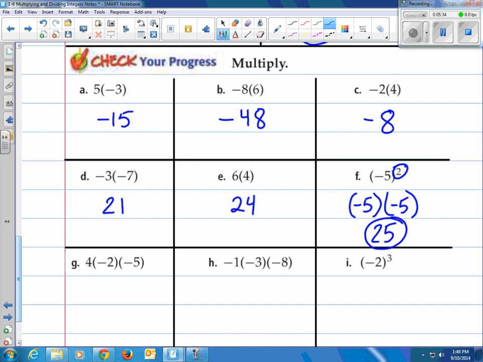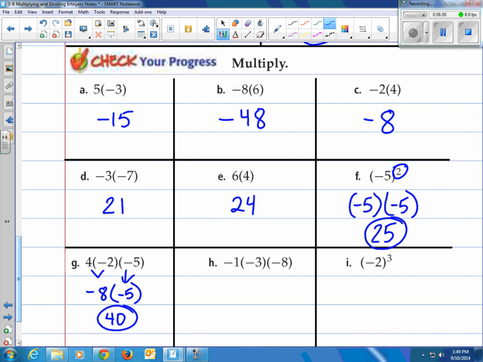How about the 3? For G, you have these 3 down here. And then we have 4 times -2 times -5. I'm going to do the associative property and keep it simple here. So we'll do 4 times -2, and that'll equal -8 because one's negative, one's positive. Then I'm going to multiply that by the remaining -5. 2 negatives multiplied give a positive. So the answer will be 5 times 8, which is 40.